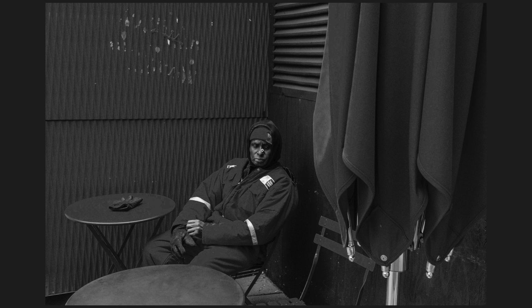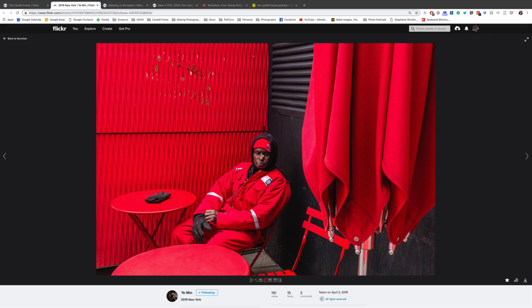He may or may not be aware of the presence of the photographer at that moment. But I love that gesture of him looking to the left rather than looking directly at the camera.